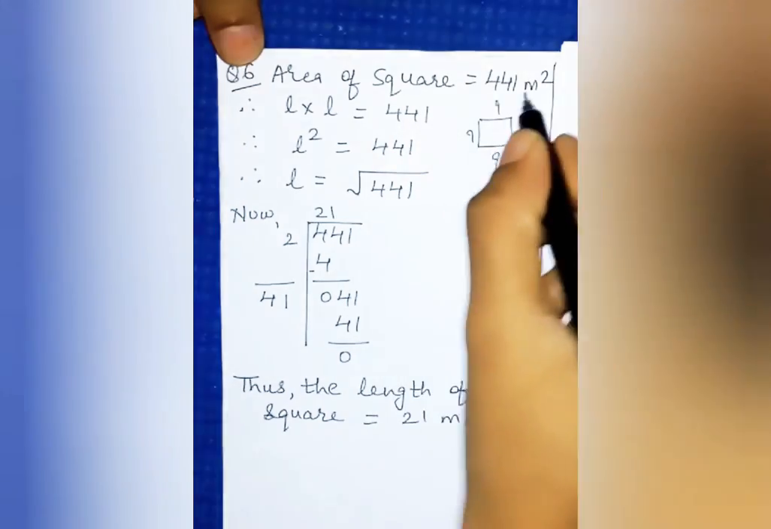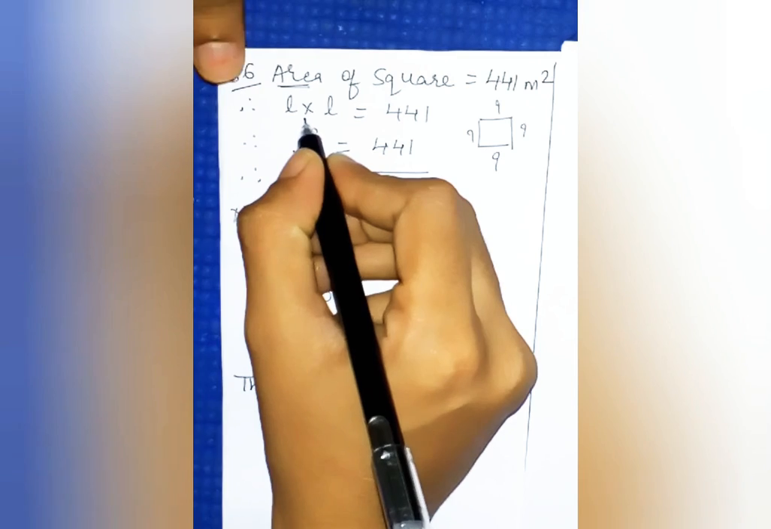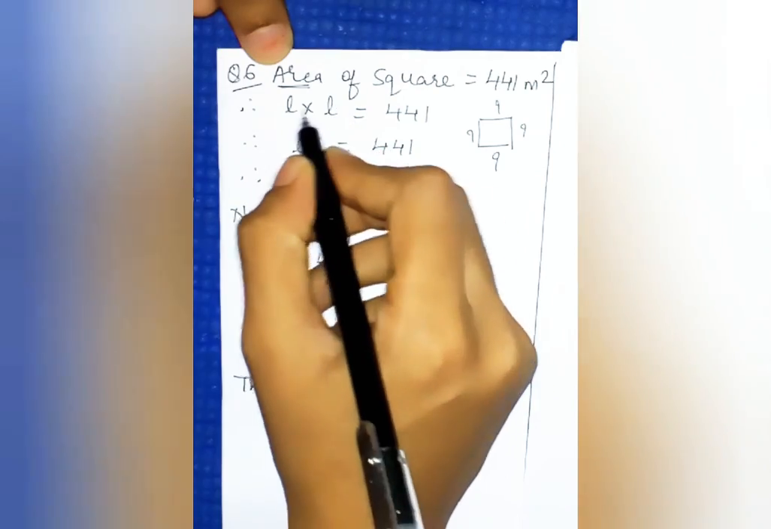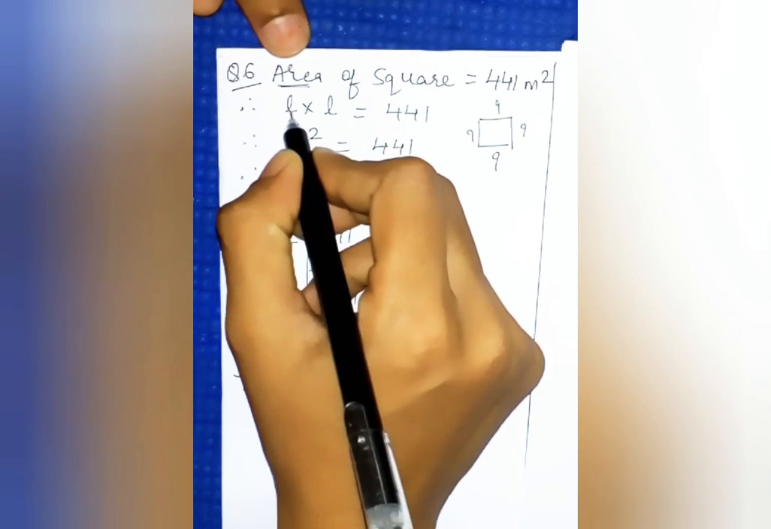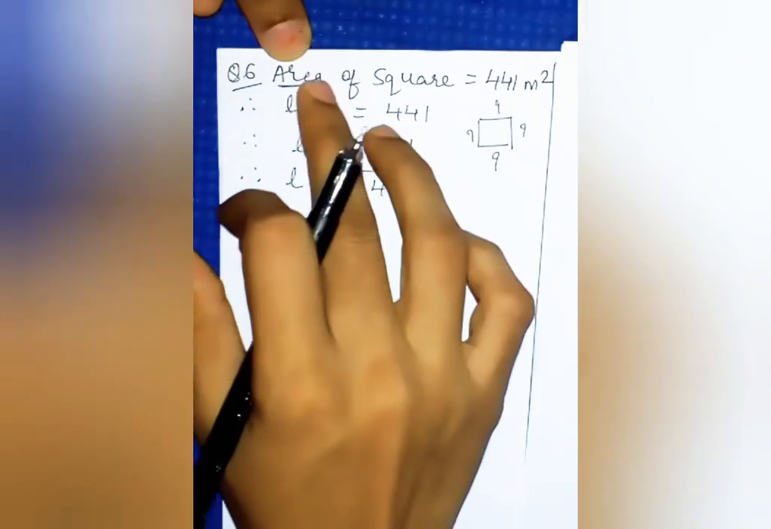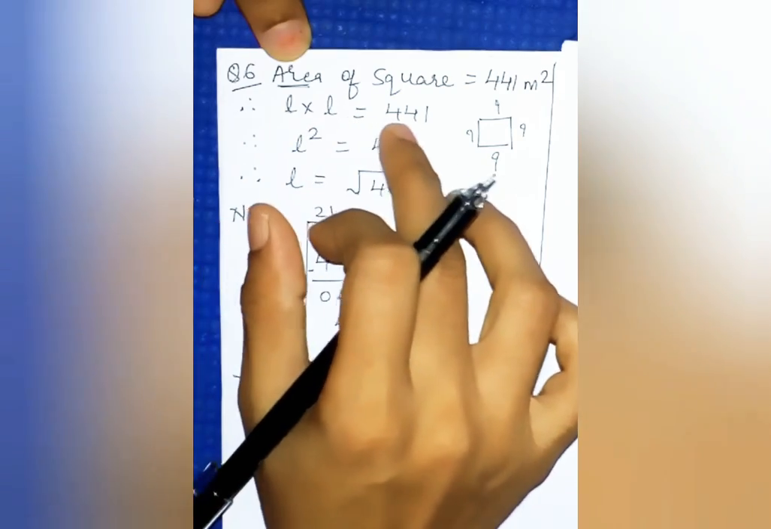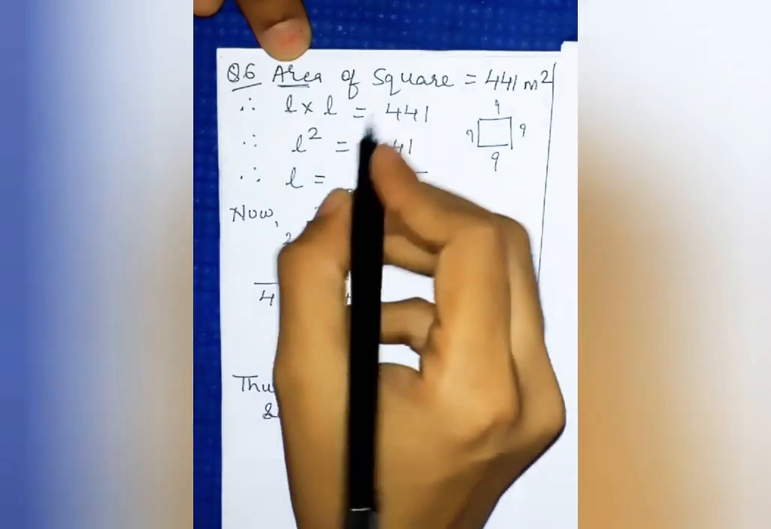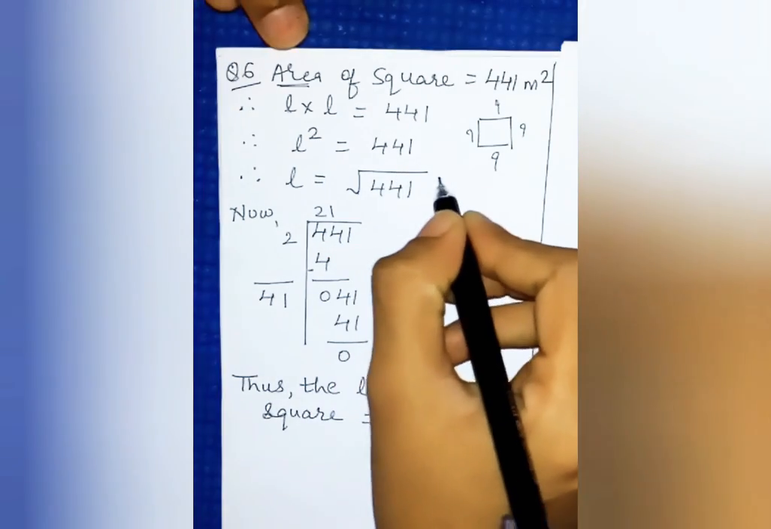So first of all, area of square is 441 meter square. Now in place of area we will write its formula. So the formula for area of square is length into length, or you can write side into side, s into s or l into l, anything you can write. So l into l equal to 441. Now whenever we multiply anything 2 times, we get the square of that. So l into l means l square. So l square is equal to 441.